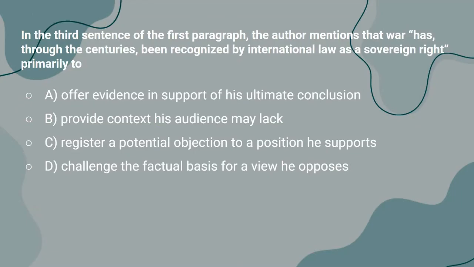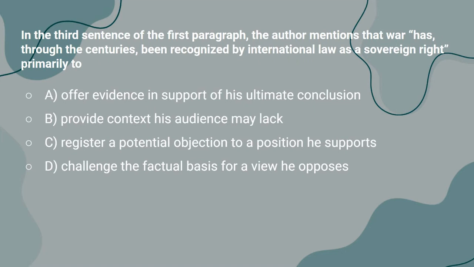In the third sentence of the first paragraph, the author mentions that war has through the centuries been recognized by international law as a sovereign right. So why does he do this? Why does he mention this? So let's go through it. So what does it mean actually? Let's first say that. What does it mean that it is a sovereign right? Why would someone be saying that, if once you read it, you would know?